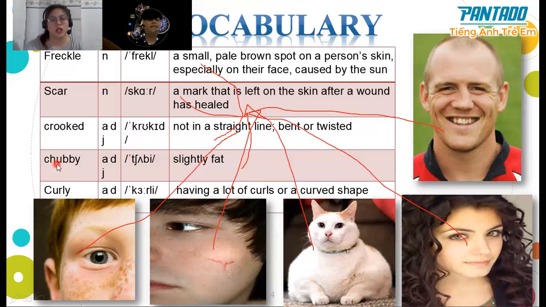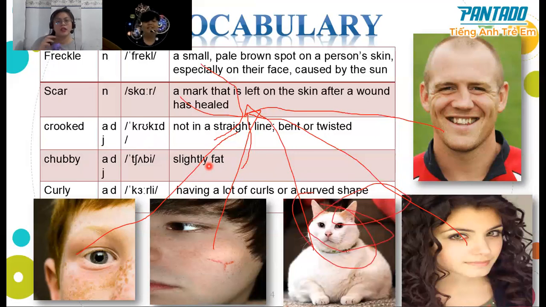Chubby. Okay, so chubby is slightly fat. Slightly fat, just like what we have here. Can you see the cat? Yeah, it's so big.